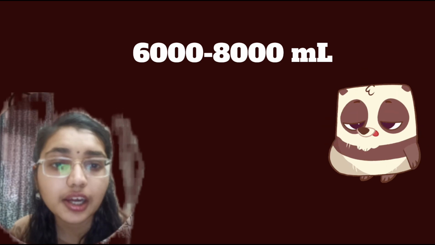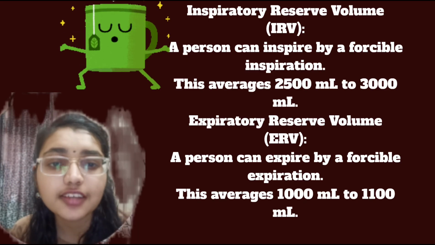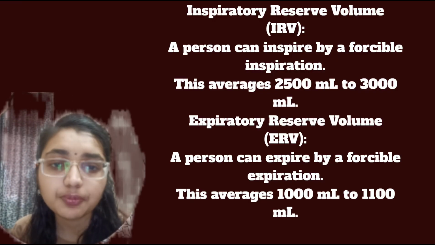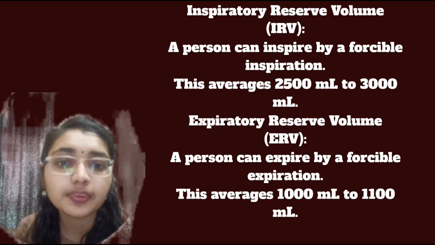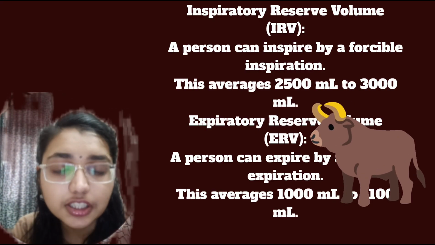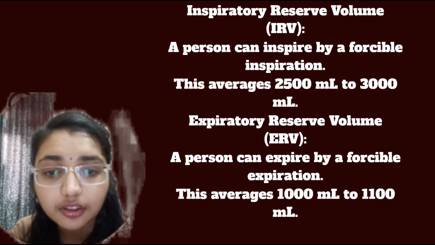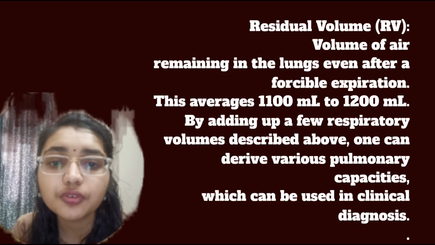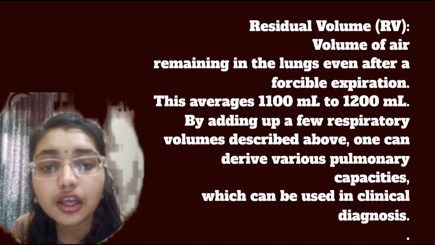Then IRV, what is IRV? Inspiratory reserve volume. A person can inspire by a forcible inspiration, that is on average 2500 ml to 3000 ml. Expiratory reserve volume, ERV, is what a person can expire by a forcible expiration, that is on average 1000 ml to 1100 ml. Here residual volume is the volume of air that remains in the lungs even after the forcible expiration. The average is 1100 ml to 1200 ml.